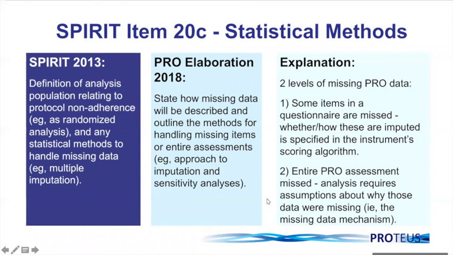The other level is actually the much more important level in terms of missing data, and that's where an entire PRO assessment has been missed. And this is the type of missing data that leads to major potential bias. So any form of analysis of longitudinal PRO data will make some sort of assumption about why those data were missing. That's called the missing data mechanism. And this should also be stated in your protocol.